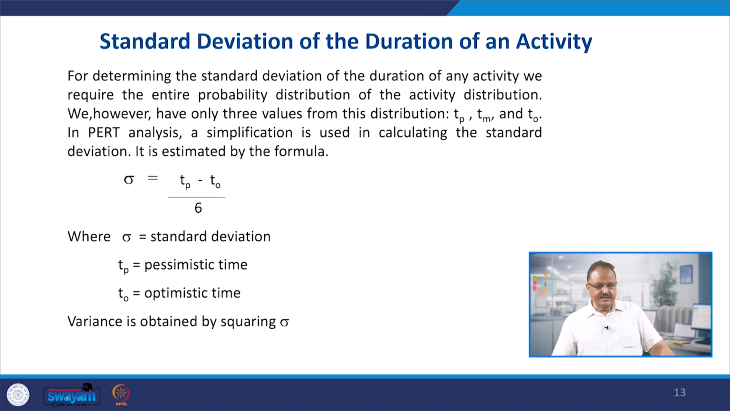How can we use the concept of the standard deviation? Normally under the PERT, we have the 3 time estimates. It is written here: for determining the standard deviation of the duration of any activity, we require the entire probability distribution, as I am telling you. It can be 2 days, 4 days, 5 days, 7 days, 8 days, 9 days. But we are not using 5 or 6 expected durations, we are using 3, right? We, however, have only 3 values from this distribution: TP, TM and TO.